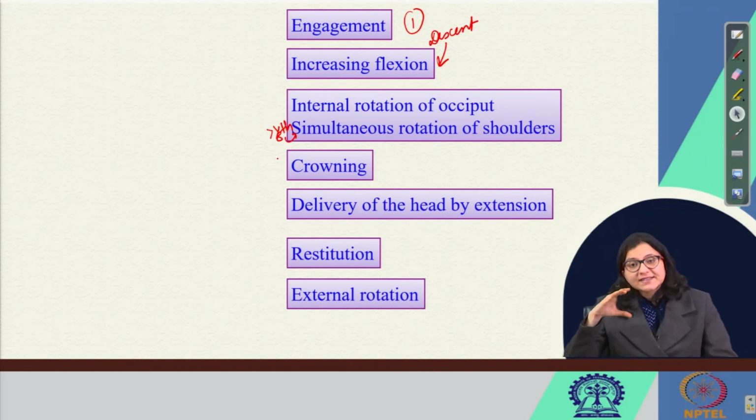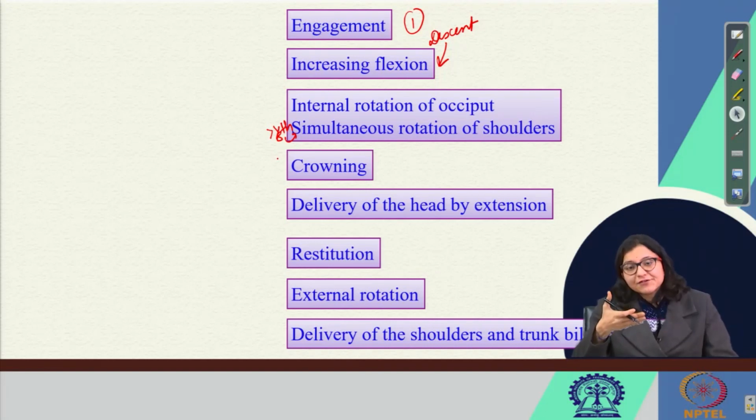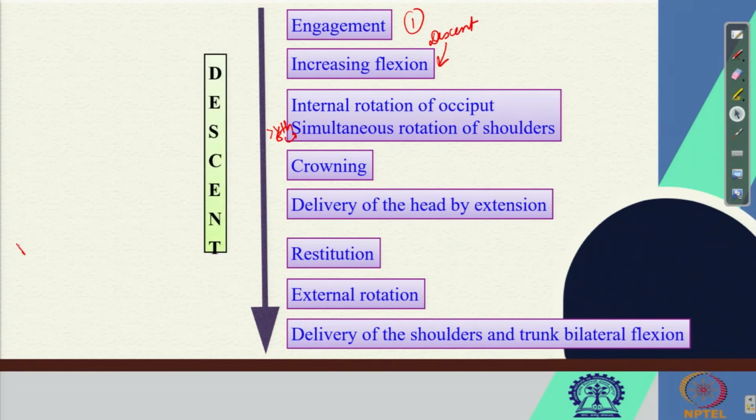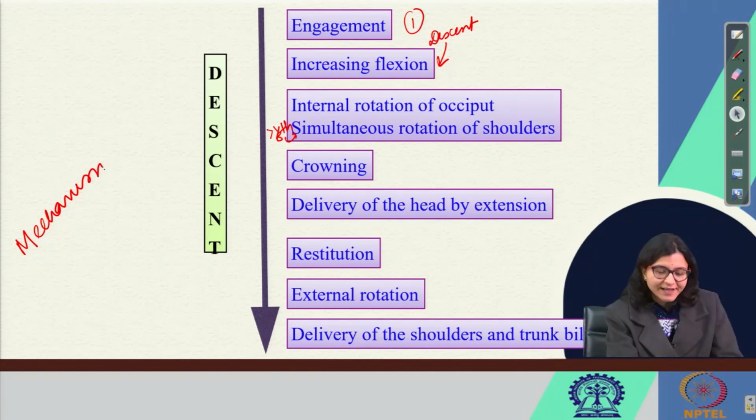Now, the external rotation of the head occurs, which is actually due to the internal rotation of the shoulders, and the shoulders now come in the anteroposterior diameter, with the anterior shoulder coming just behind the pubic symphysis. It will slide against the pubic symphysis and the posterior shoulder will be born, right? Delivery of the shoulders and the trunk by the process of lateral flexion. So, this was the full detailed structure of mechanism of normal labor.